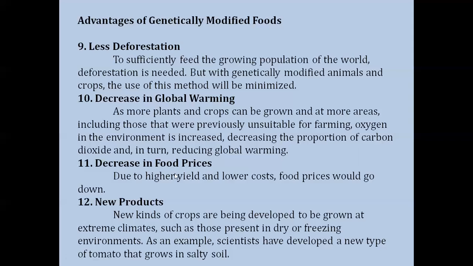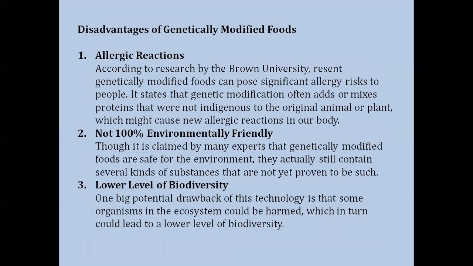A new product. People psychologically want new products in the market so that they can be attracted. So here, GMO crop in the market can be treated as a new product for the people, and they will be attracted and they will buy it. So these are all about the advantages.